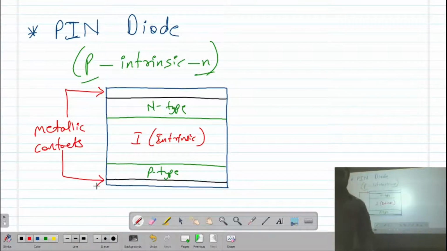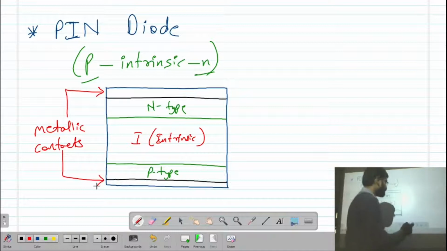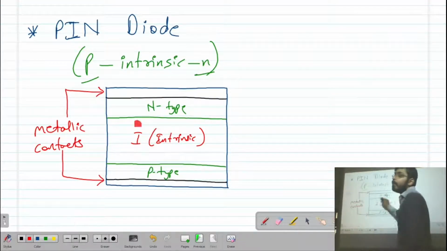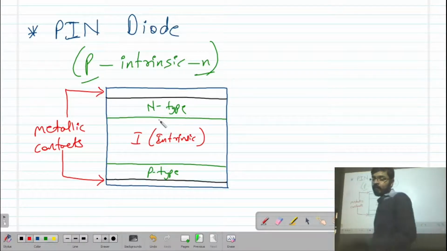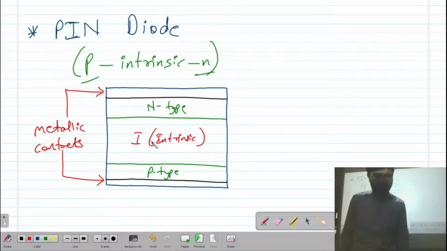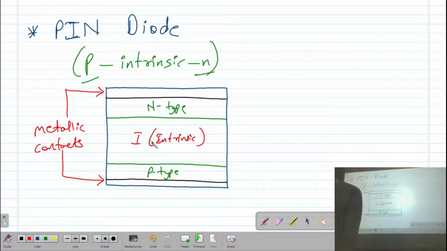These two are metallic contacts. In a normal p-n junction diode, the p-type material is directly in contact with the n-type material. But in a pin diode, you have an intrinsic material in between the p-type and n-type semiconductor. The p-type and n-type semiconductors are separated by an intrinsic semiconductor. So this is the structure of a pin diode.